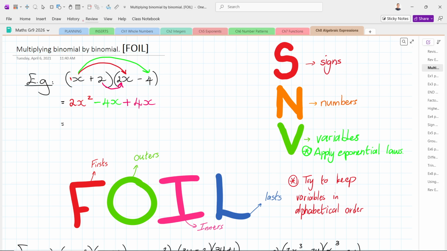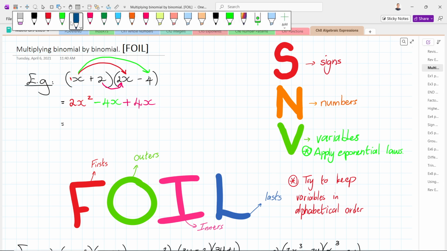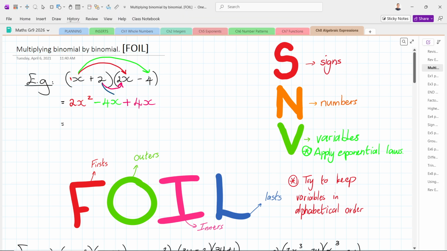And then lastly, we've got the lasts. So the ones that appear last in both brackets. So again, signs, numbers, variables. Positive times a negative gives me a negative. Numbers, 2 times 4 gives me 8, and there are no variables.